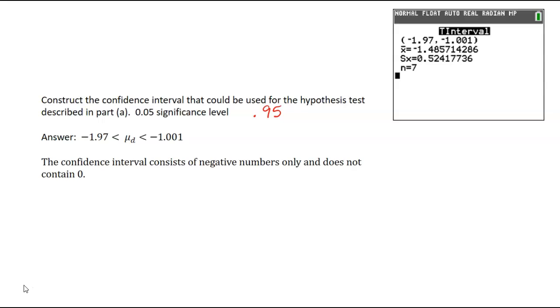You still need to show me your null and alternative hypothesis, your test statistic, your p-value, and your two conclusions. But you do not have to show me a lot of calculations for these.